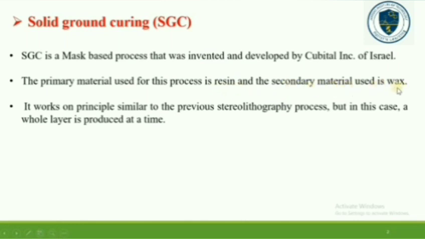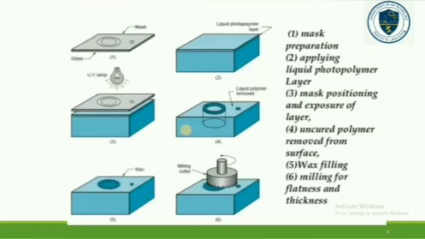In the stereolithography process, we use the same resin for making the component and the support structure. Here it is different. We are using resin for making the model, and for support we are using wax, that is, overhanging portions need support. Already I explained about the support very clearly in the stereolithography process. Here we are using wax to give support for the models.